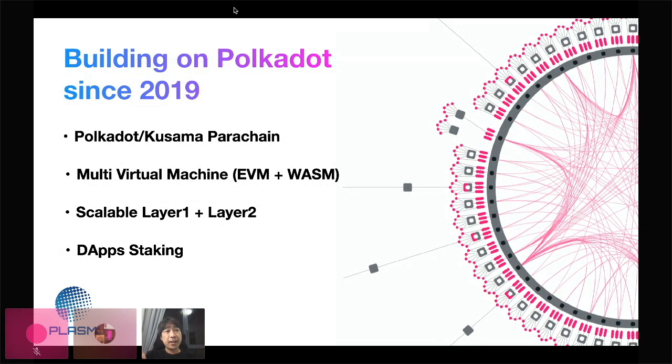So if you are interested in cheaper gas or faster finality or flexible dApps development, you can deploy dApps on the top of layer 2. But also you can deploy dApps on the top of layer 1. And also the huge difference between Plasm Network and the other projects is dApps staking. I'm going to talk about dApps staking later.